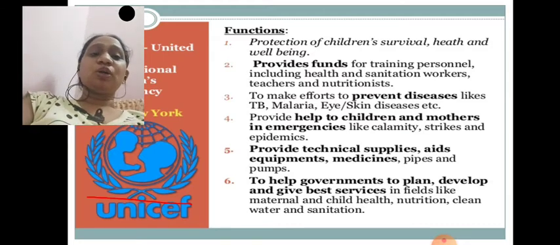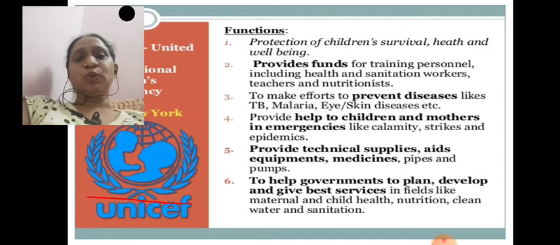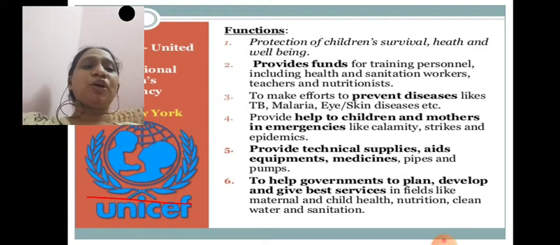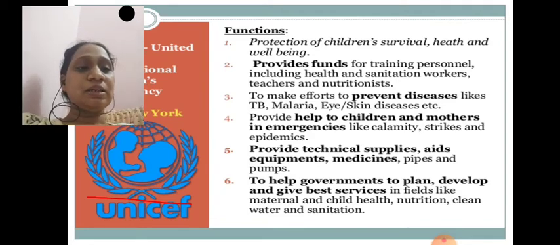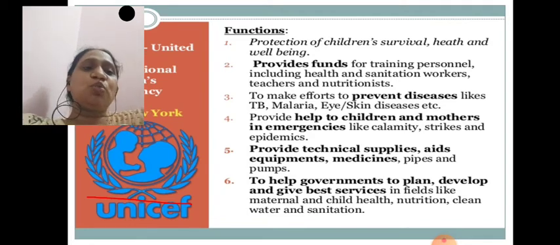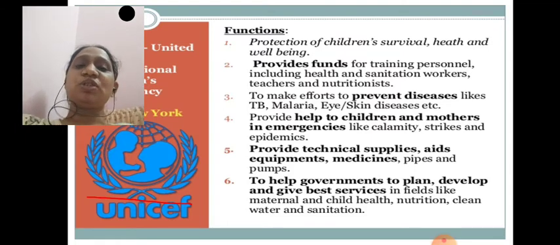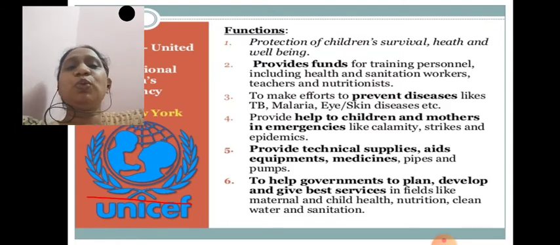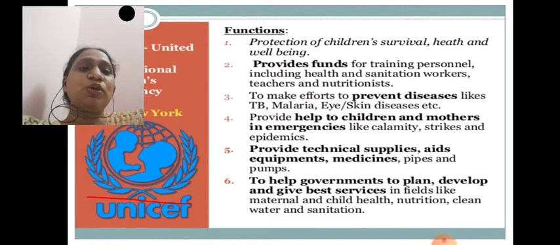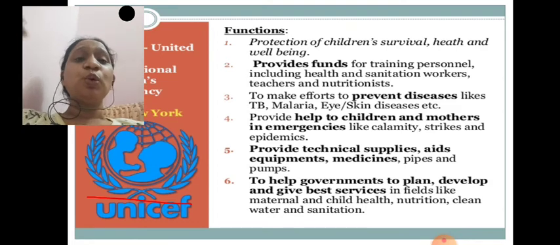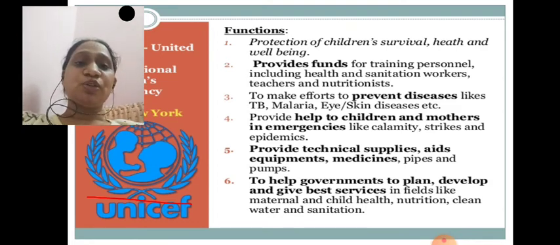So it works for the protection of children all over the world, and it provides funds for training personnel including health and sanitation workers, teachers and nutritionists. So it is basically working for children's health and well-being. It provides training to health officers, sanitation workers, teachers and also to nutritionists who look after the nutrition level of the child.